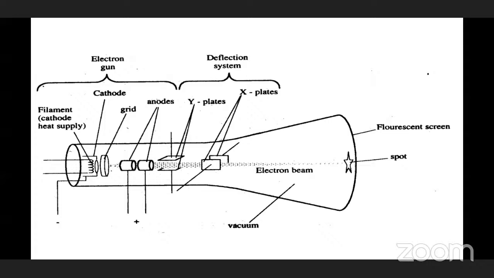When a positive voltage is applied to the Y input, the electron beam is deflected upward due to the attraction forces. Then when a negative voltage is applied to the Y input, it is deflected downward due to the repulsion forces. Then we have another question.